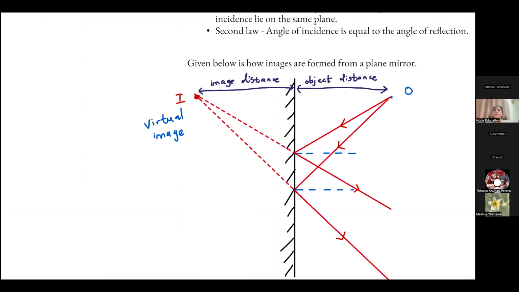Again, as I said, the image is not a real image. It's virtual. It's not actually there.